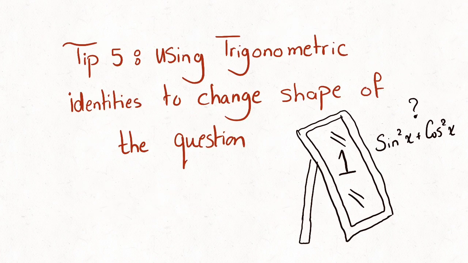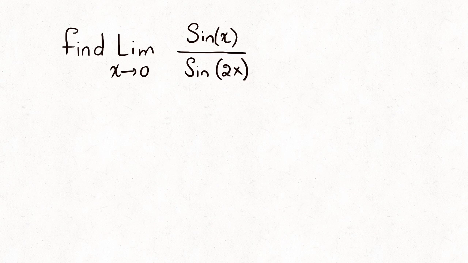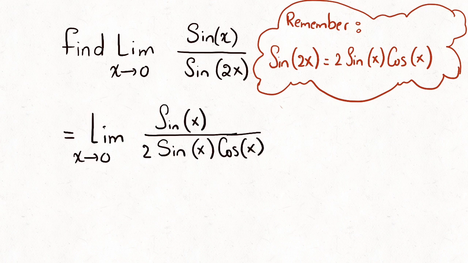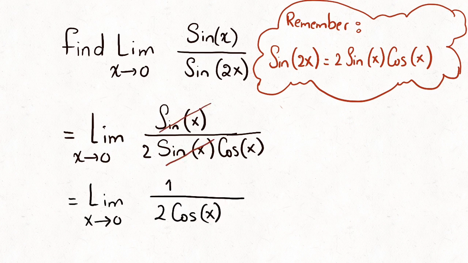Sometimes we use trigonometric identities to change the shape of the question. Take the following example. Find the limit of sine x divided by sine 2x. Now, an identity says sine 2x is basically 2 sine x times cosine x. Just replace the denominator by this identity, simplify, and then substitute, and you will receive the answer.